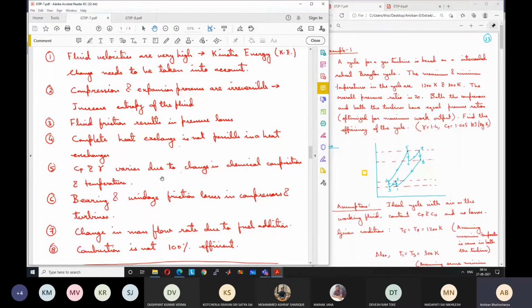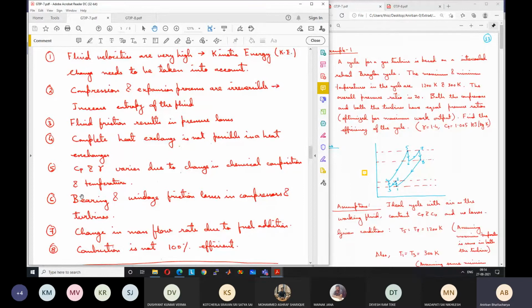Then bearing and windage friction losses in compressors and turbines. They will lead to small losses. Bearing losses are friction in the bearing. You have a shaft, and the shaft is mounted on the casing. The shaft is rotating, its casing obviously is fixed. So there needs to be a bearing in between. So there will be small friction losses, less than 1%.